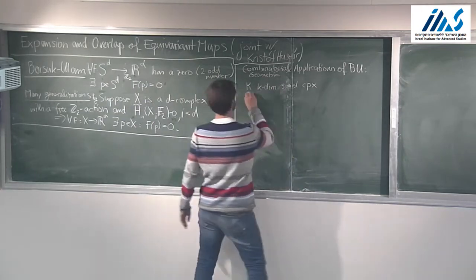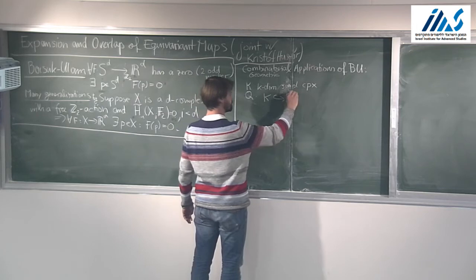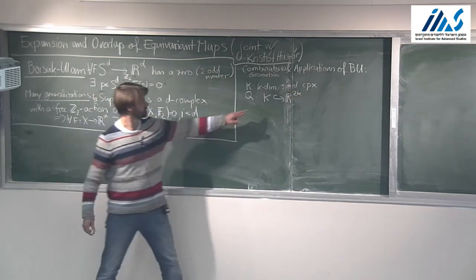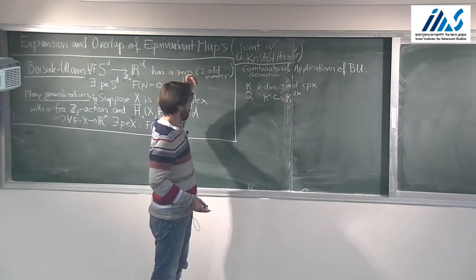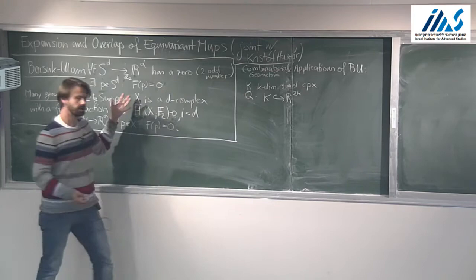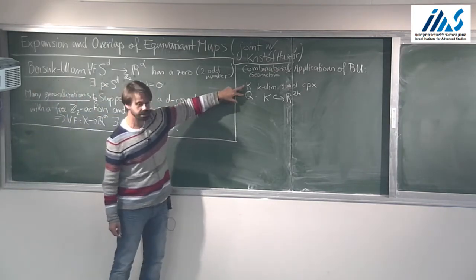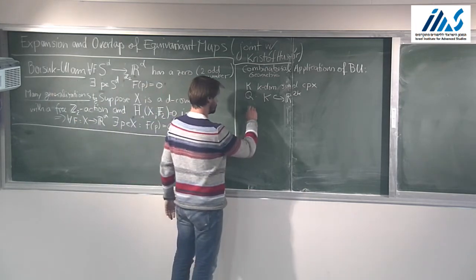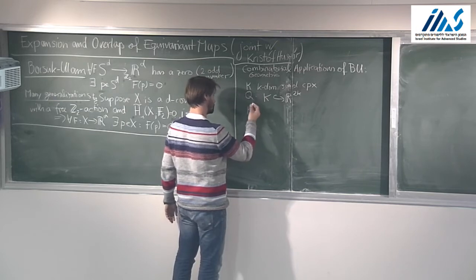So the question is, does K embed in R to the D? But specifically, I'm going to be interested in the critical case where the target dimension is twice the dimension. There's a well-known trick, or different versions of a well-known trick, that relate this kind of question to this kind of question. For technical reasons, there are two versions. One is the so-called deleted product, and the other is called the deleted join.